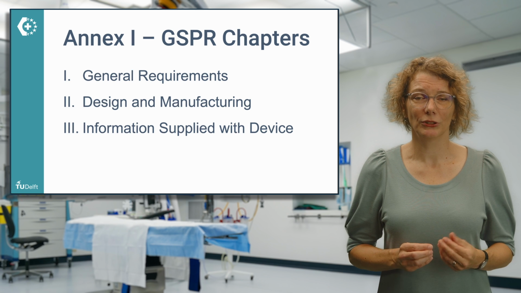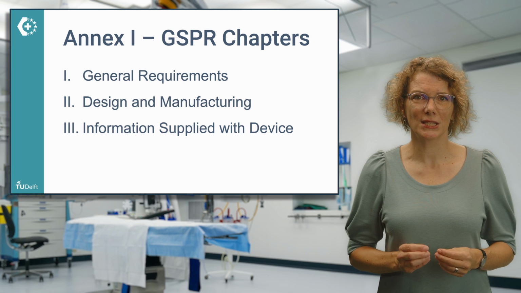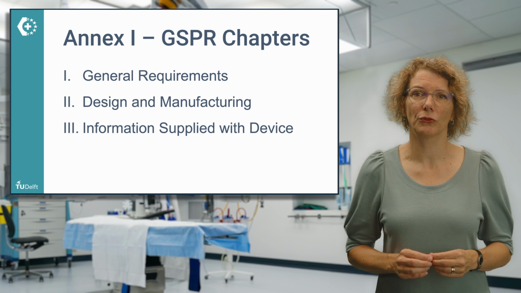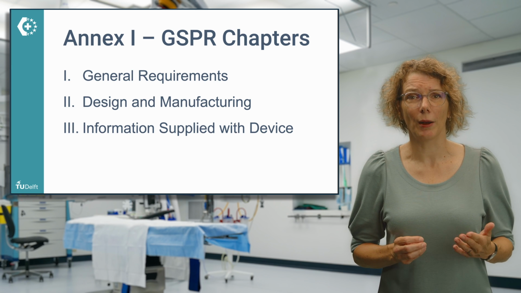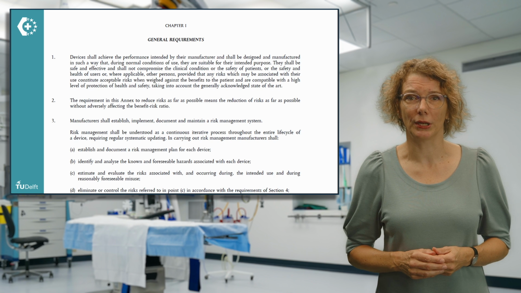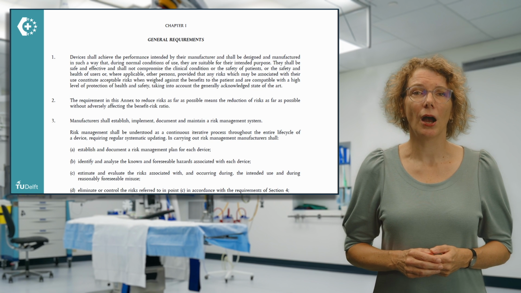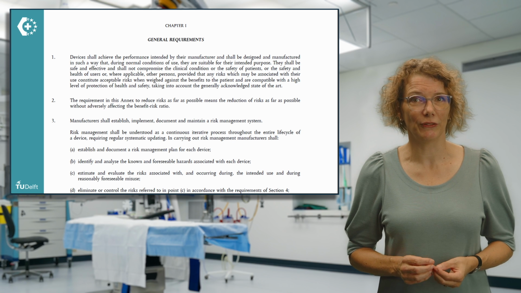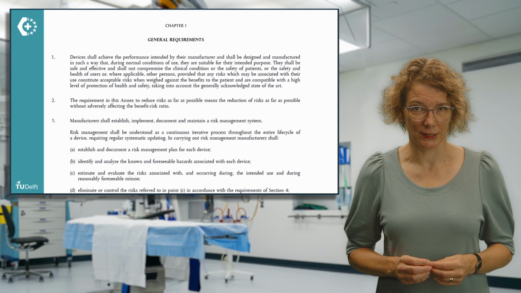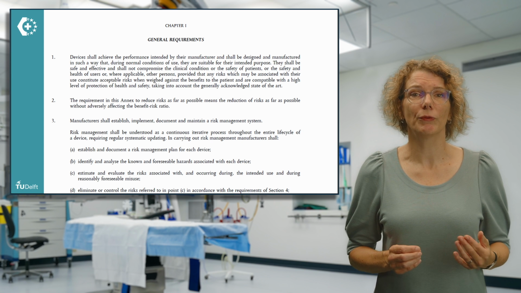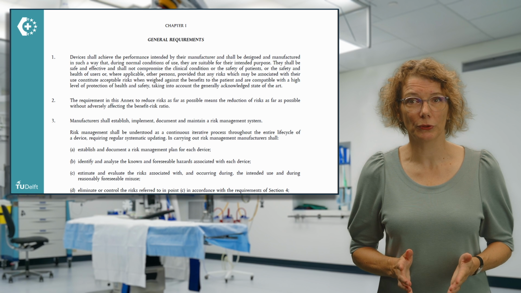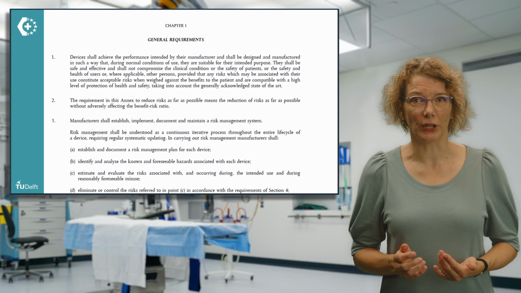Starting with Chapter 1, the general requirements. Since this is not a device type listed in Annex 16, all articles of the first GSPR chapter apply, except for Article 9. Article 1 makes clear that you need to prove comprehensively that the device is performing as intended. It is effective and safe when being used, not only for the patient as primary user, but also for other people potentially involved.